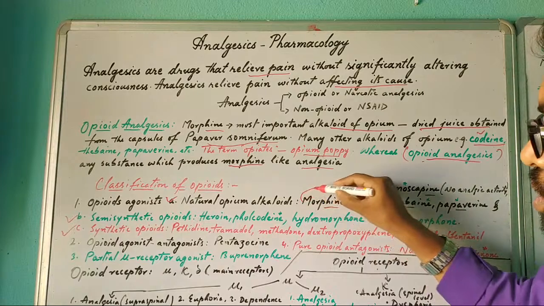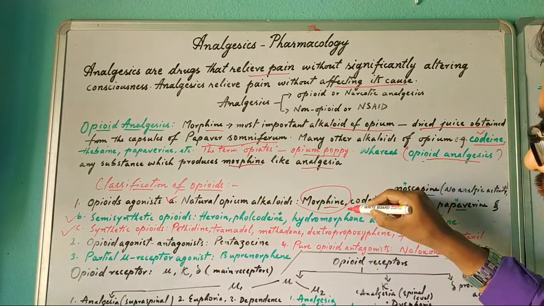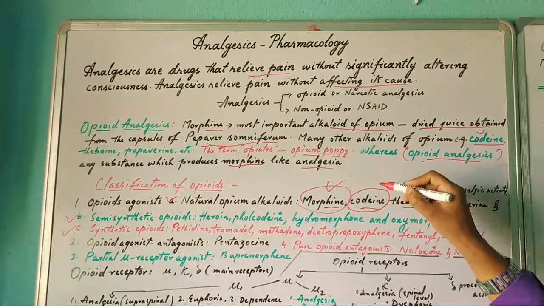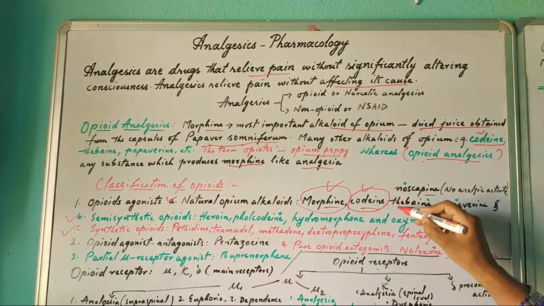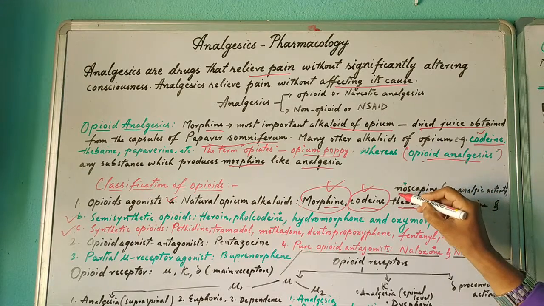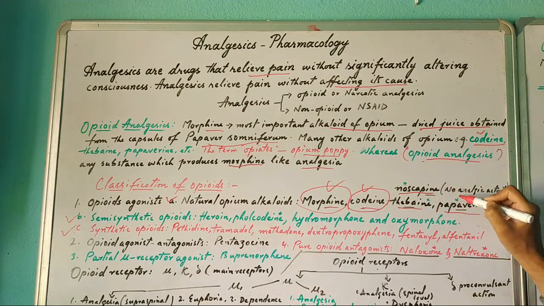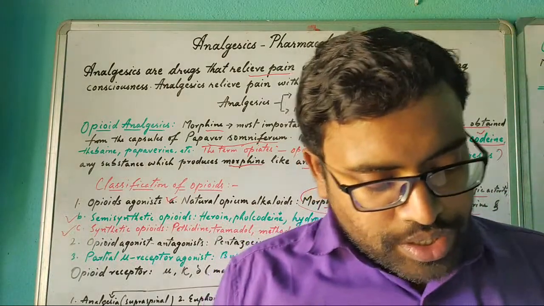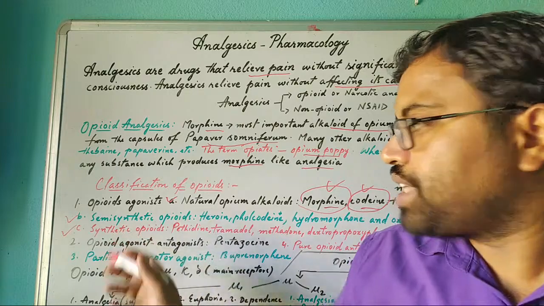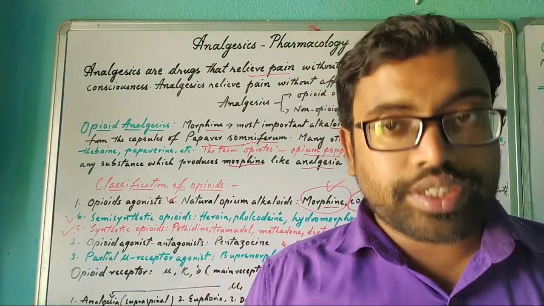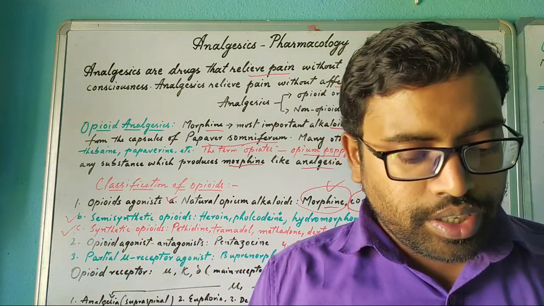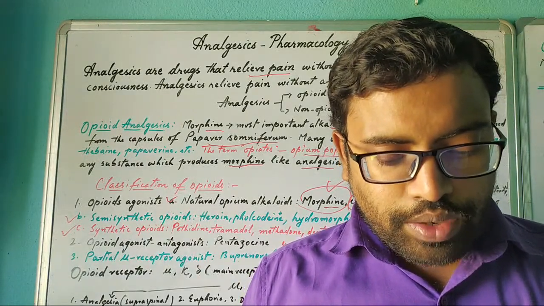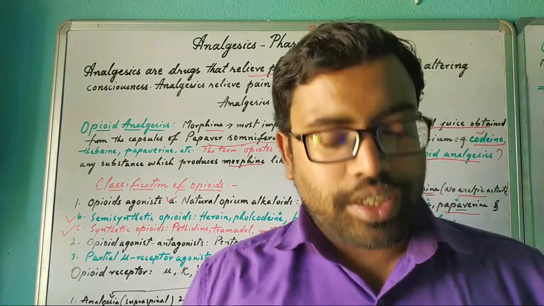These two substances are used as drugs in therapy. But thebaine, papaverine and noscapine have no analgesic activity. Then the second, B category, is the synthetic opioids. Examples are heroin, codeine, hydromorphone and oxymorphone. These are the synthetic drugs.